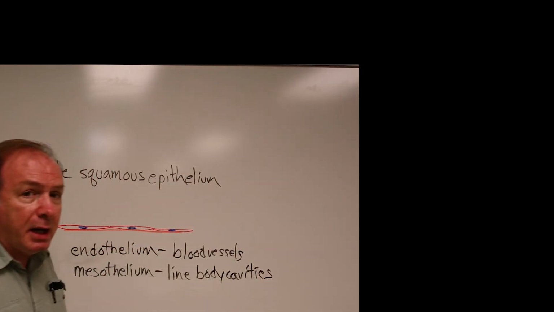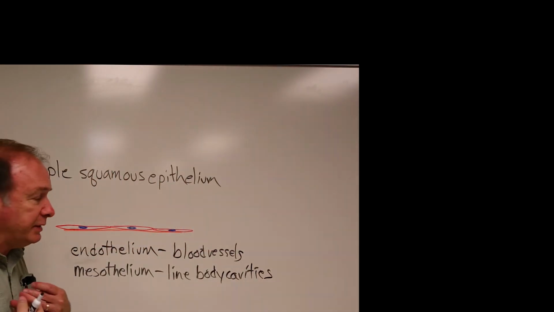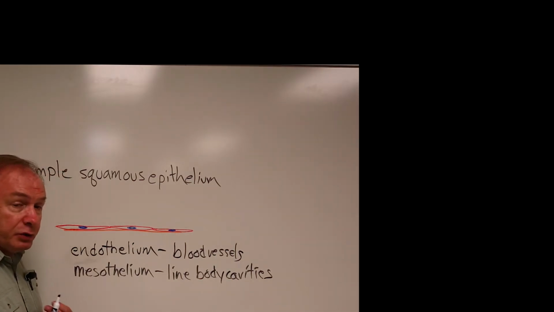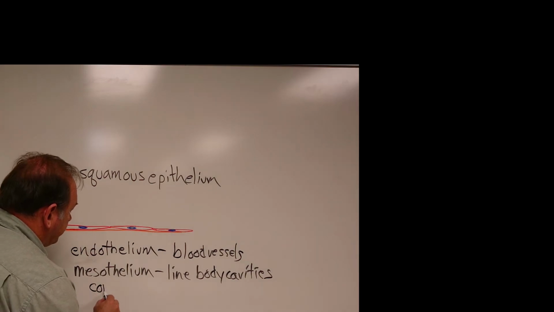That means like your abdominal cavity, your pleural cavities that have your lungs, and your pericardial cavity where your heart is found. Those are the kinds of cavities we're talking about there. And cover the organs within the body cavities.